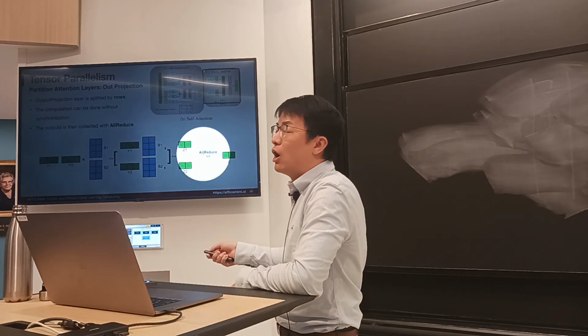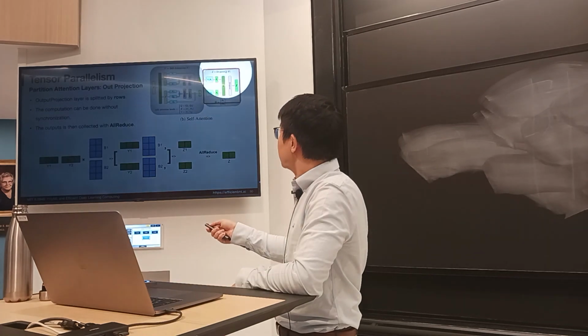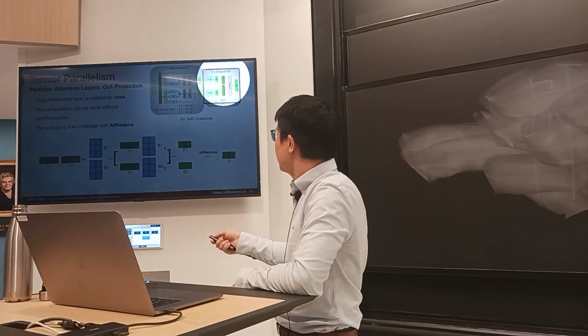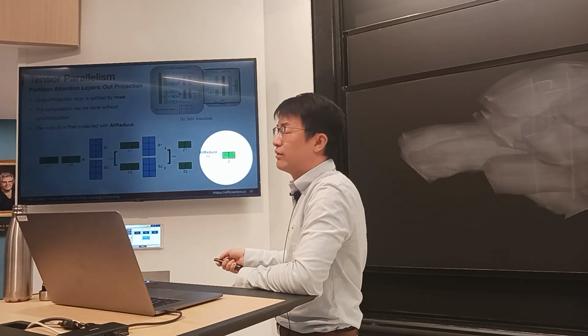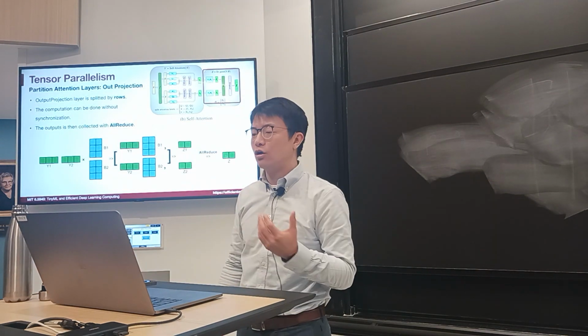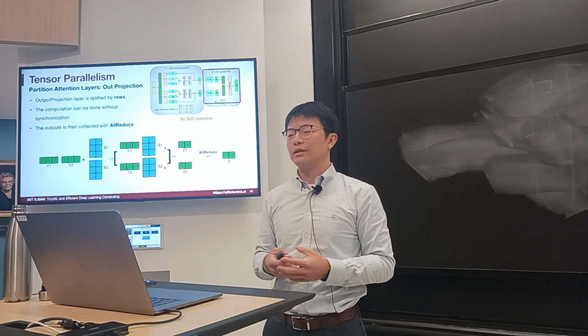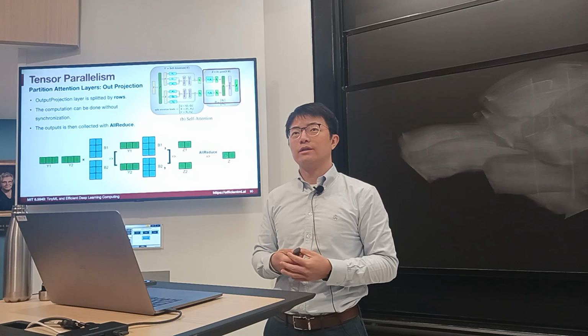And finally, we do all reduce. Now we need this all reduce operation, we need this communication right here. We do communication in the last end to get the final Z. Okay, so that's the whole process of splitting in the head dimension for calculating the attention.